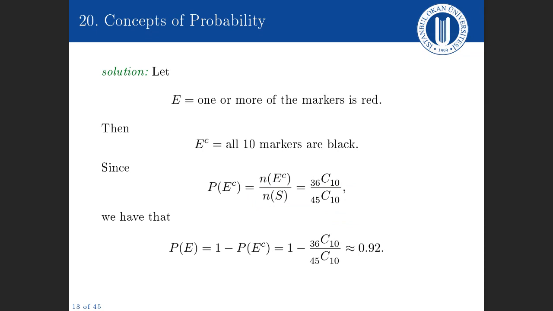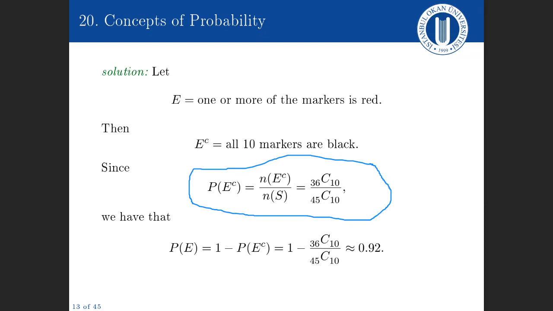Now instead of thinking about all 45 markers, let's just think about the 36 black markers. How many different ways are there to choose 10 black markers out of the 36 black markers? 36 choose 10. Okay, so now we know the probability of getting all 10 black markers.